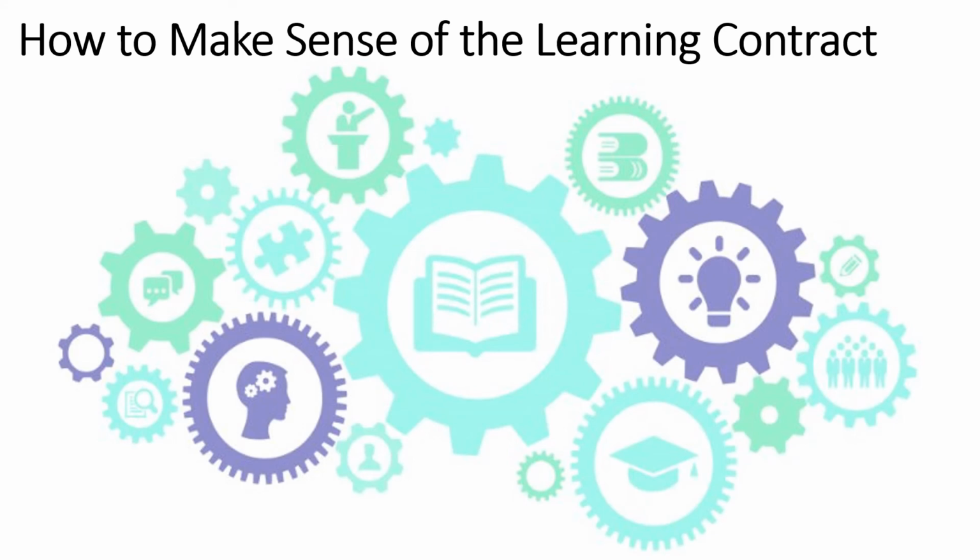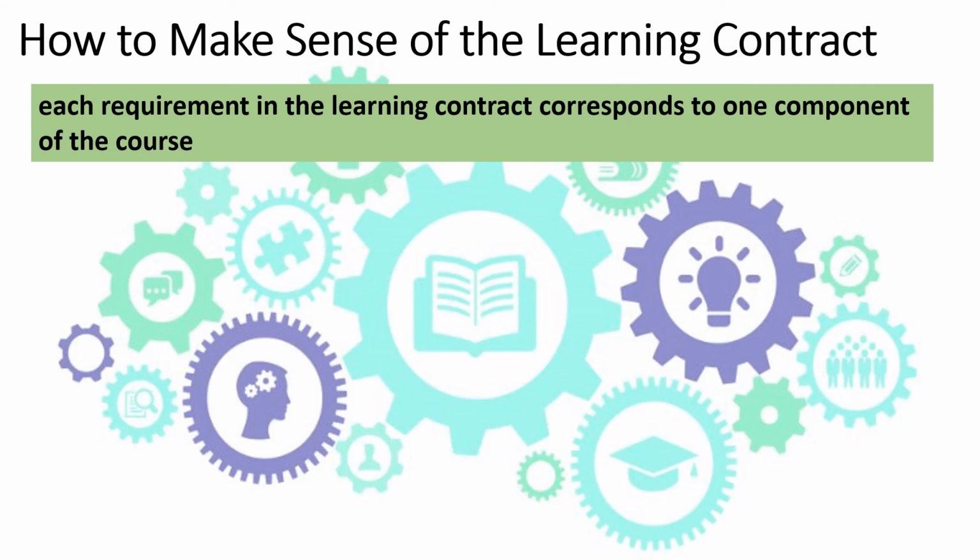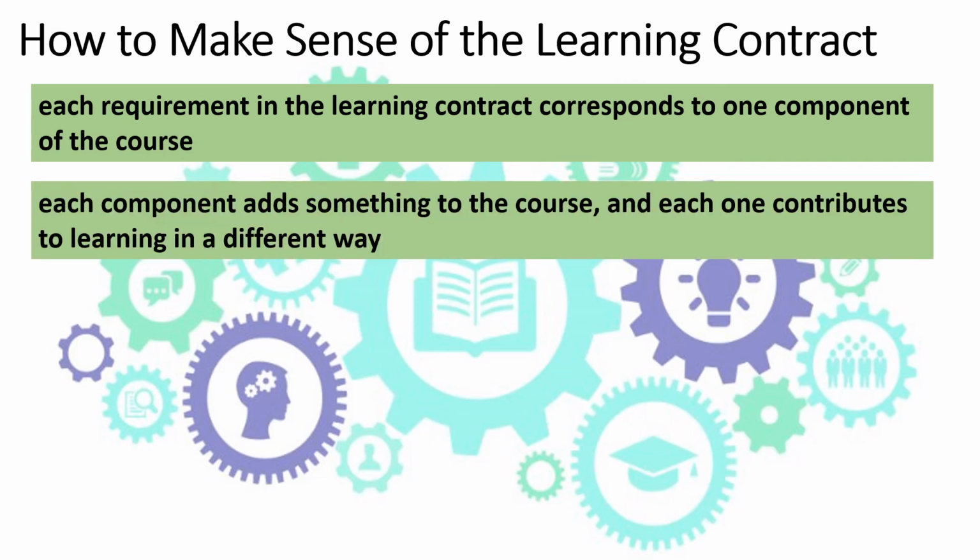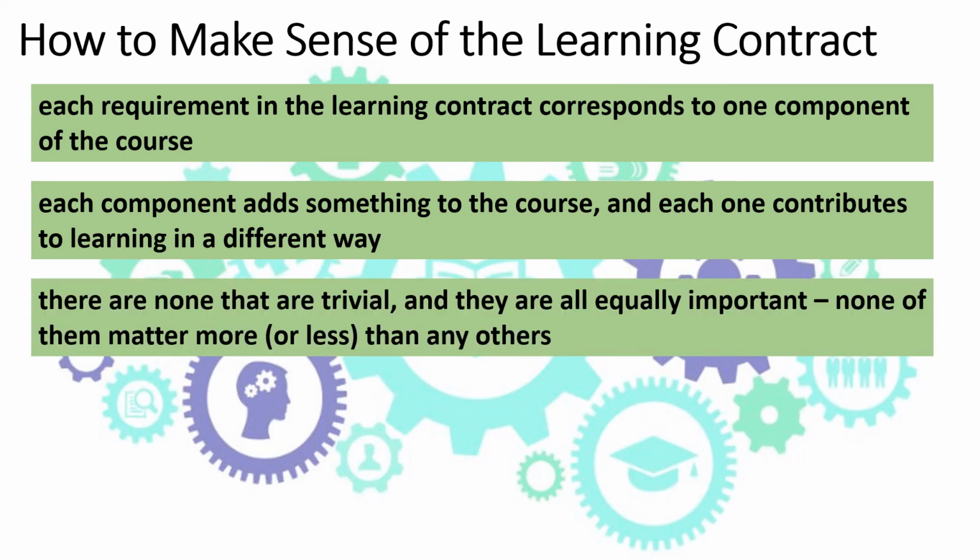When you take a look at the learning contract, each requirement in the contract corresponds to one component of this course. Each of those components adds something to the course, and each one contributes to your learning in a different way. There are none that are trivial, and they are all equally important. None of those components matter more or less than any others.